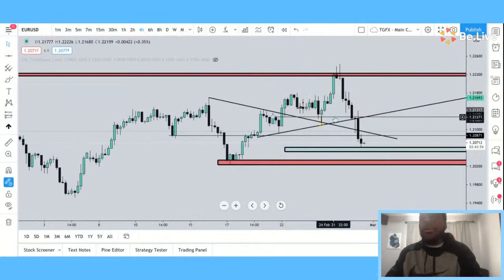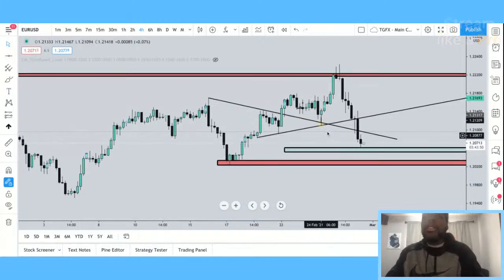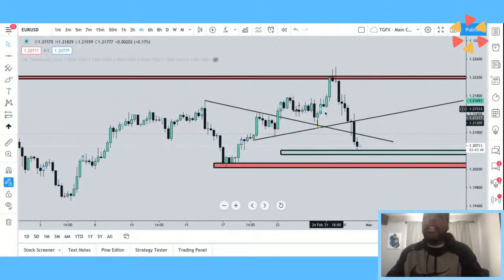So let's just clean up these previous lines. This is actually where I caught the trade that I caught like 95 pips on. If you guys haven't seen that video, make sure you go back and watch it. It's pretty crazy.